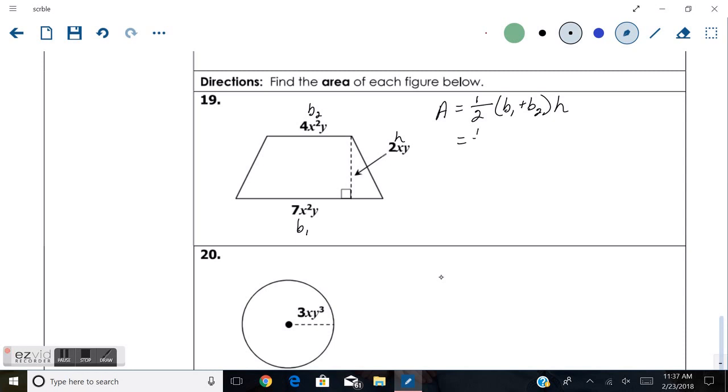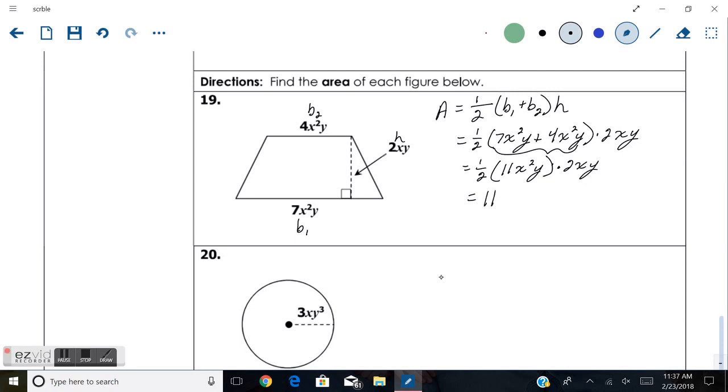So 1/2 b1 is 7x squared y plus b2 is 4x squared y. And my h is 2xy. First of all, parentheses, those are like terms. I can combine them. 1/2 times 11x squared y times 2xy. And now it's just multiplication. 1/2 times 11 times 2 is 11. X squared times x gives me x to the third. Y times y gives me y squared. That would be my answer.